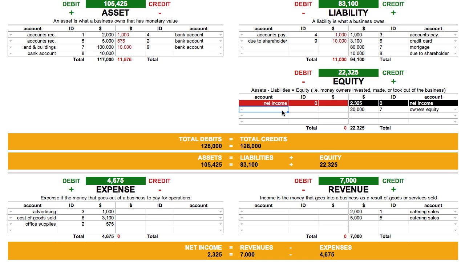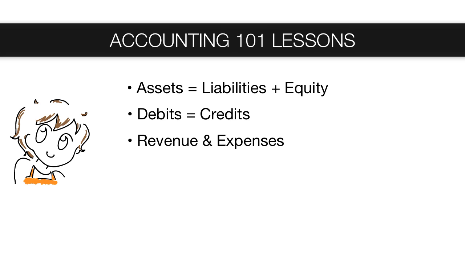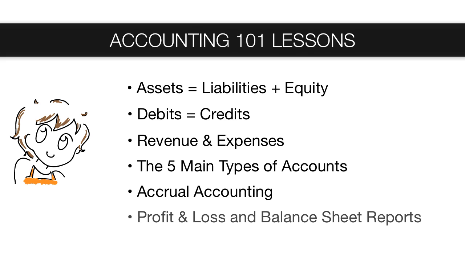If this accounting equation cheat sheet is confusing for you, or if you feel you need some more help with specifics, here are the 6 Accounting 101 lessons that you should know when using the sheet. Assets equals liabilities plus equity, debits equals credits, revenue and expenses, the 5 main types of accounts, accrual accounting, and the profit and loss and balance sheet reports.